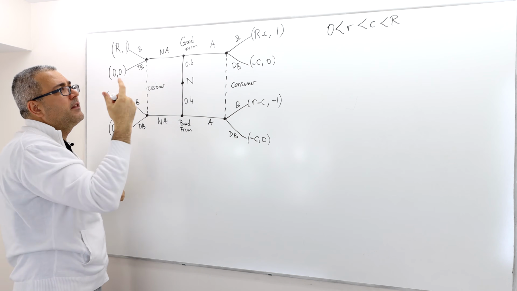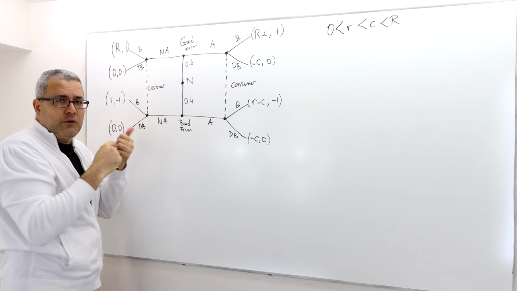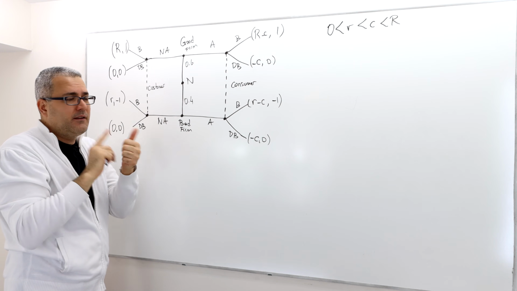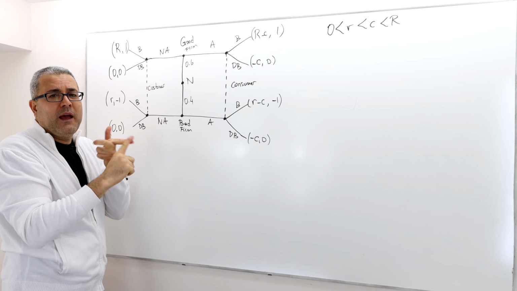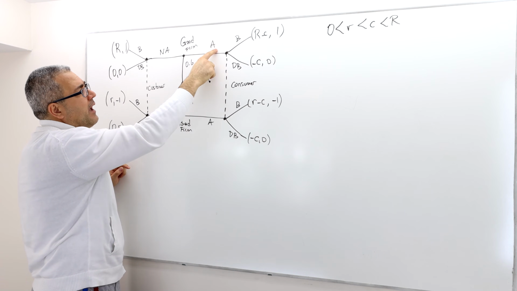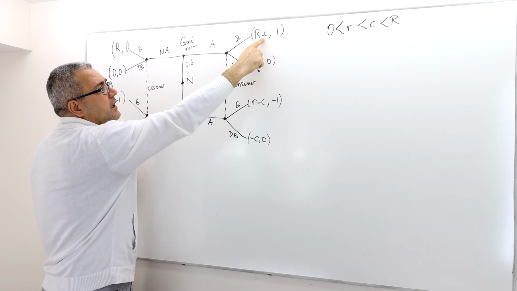Well, what about the firm's payoff? The firm's payoff depends on two things. One, whether the product is good or bad, and two, whether the firm advertises or not. So if the product is good and the firm advertises, advertisement always has a cost, minus C, all right?